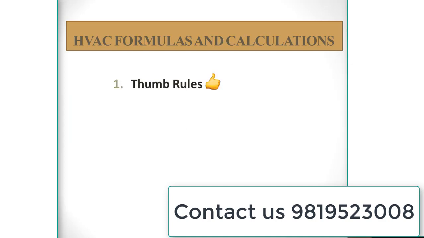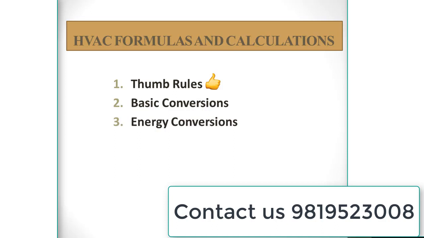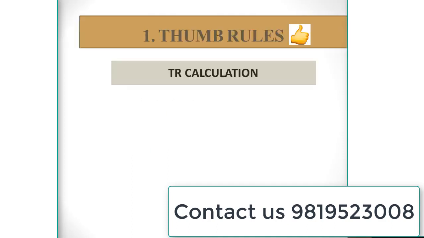The first point we will learn is thumb rules. The second is basic conversions. Basic conversions are also important to design the HVAC system. Third one is the energy conversions. Energy conversions are very much important to design the HVAC system. The fourth one is the formulas. Formulas are also available to design the HVAC system. So let us start the HVAC formulas and calculations as well as the conversions.